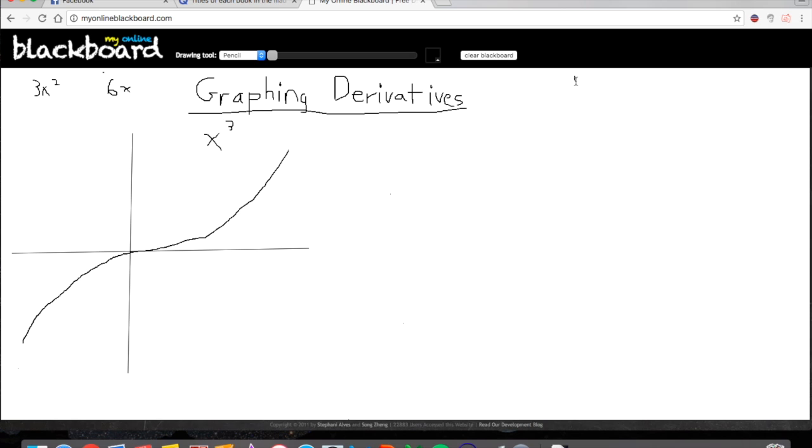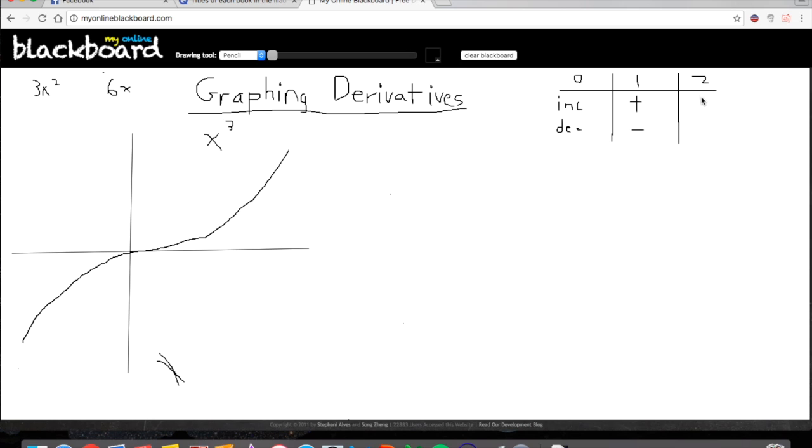Before we get into that, I'm going to be drawing a table over here. First, we're going to be looking at whether the original function is increasing or decreasing. If it's increasing, then the slope is going to be positive, so the first derivative will be positive. If it's decreasing, which we don't see over here, then the slope would be negative, and the derivative would have a negative value over here.